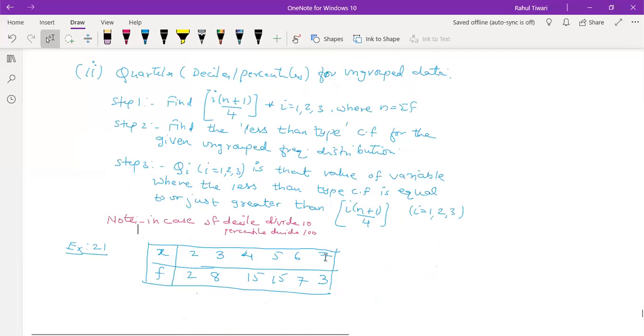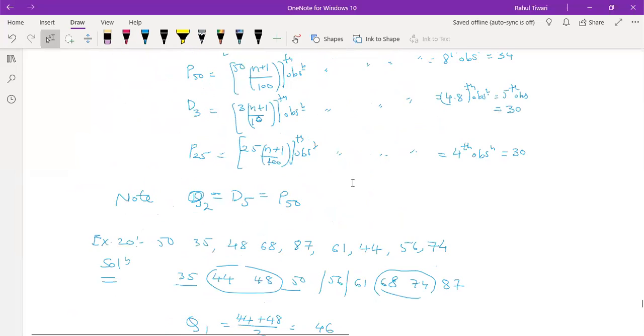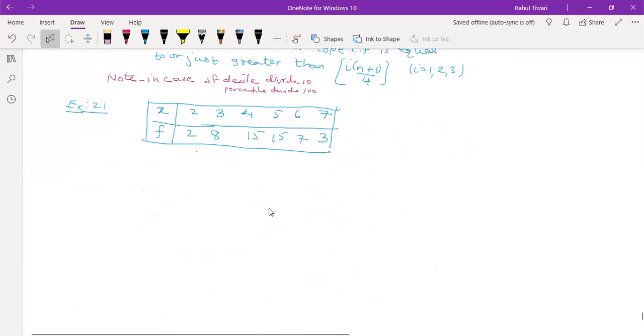So let's say the same example. This example we have already seen. This example is, I think, example number maybe 16, 17. If you have, you can refer to it. Let's find out. I will not find all.